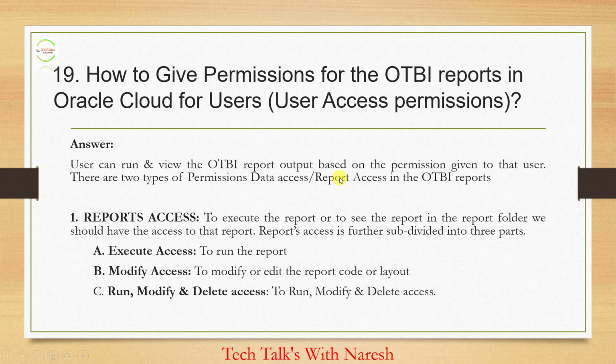Report access is the simple one. If the report is created and I want to show it to only 10 users, then I will give access to only those 10 users. But there are also three types of access. What are they? Execute access, modify access, and run, modify and delete access. There are three checkboxes, so when I give the permission, I have to decide which type of permission to give to those particular 10 users.